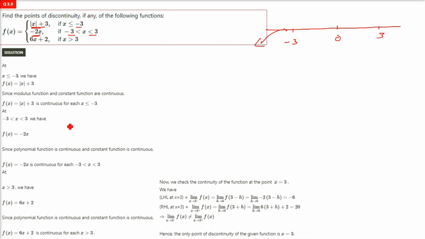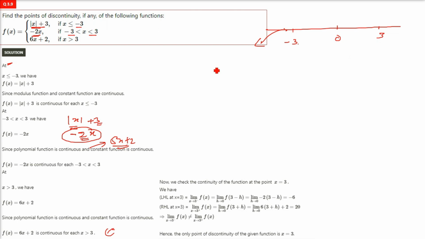And please remember, all these 3 functions are individually continuous, that you have to write. I hope you'll be able to do that. Because mod x is continuous, 3 is a constant function. So when you add it, then also it will be a continuous function. We have minus 2x. This is also a polynomial function. Basically, you can call it a straight line also. 6x plus 2 is also a straight line, but it is also a single order polynomial function, and we know that they are continuous, right? So this you have to write from here to here. All these points you have to mention here. This is mandatory.